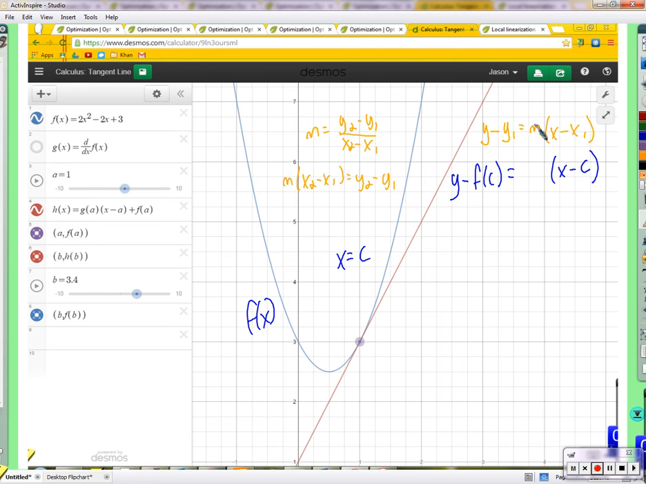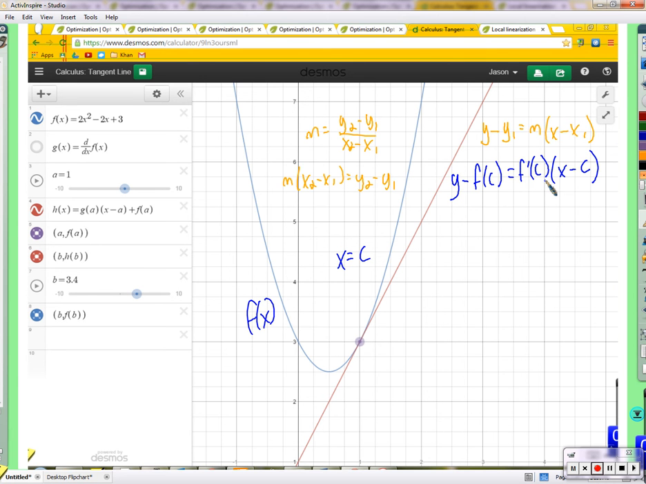Now this is where we calculusize it. The slope at this value. How do I find the slope of a tangent? The derivative. And then what? You plug in the value. I want to know the slope at c, so the slope is the derivative of f, and I plug c in there. And that's it.